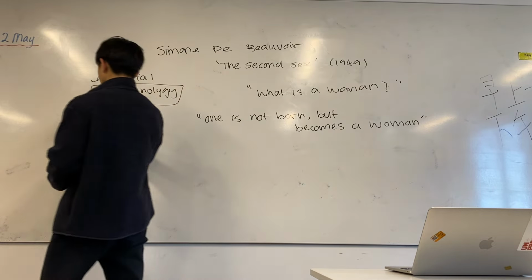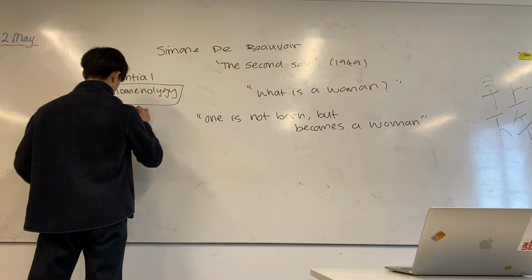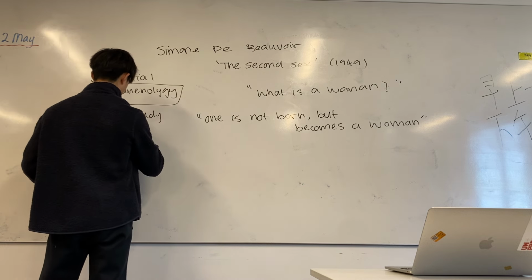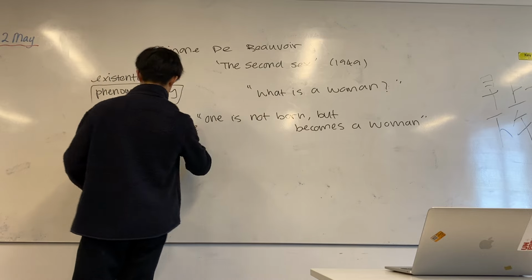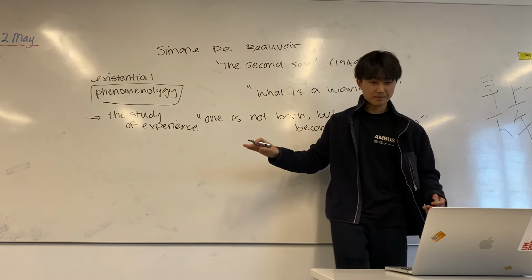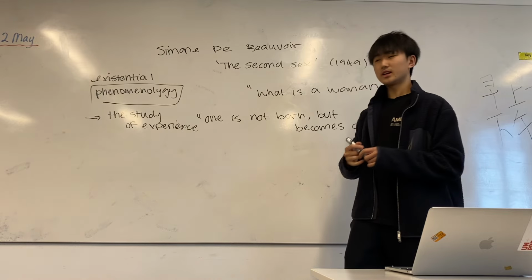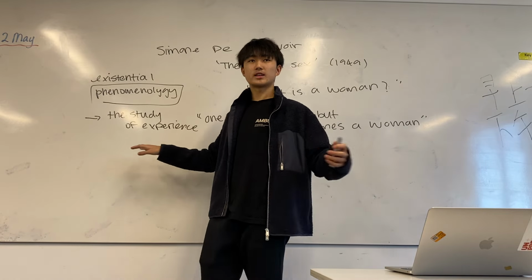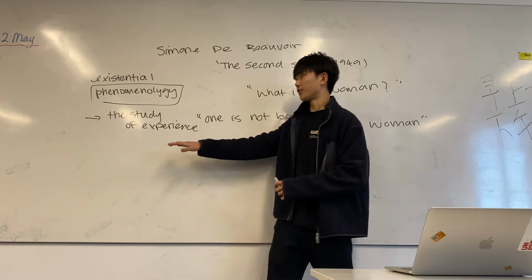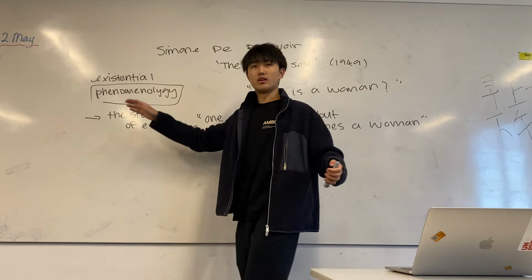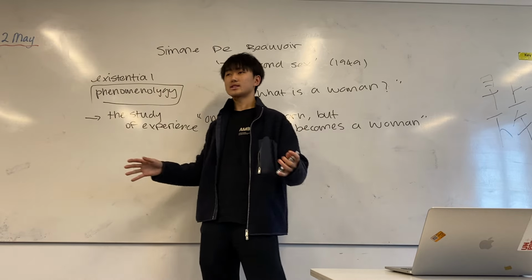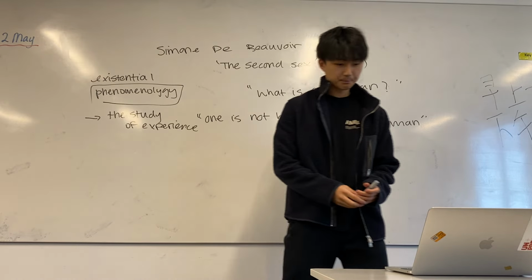Well, phenomenology is the study of experience, right? So essentially, it studies how our consciousness navigates the world around us. That's what phenomenology is, the study of that. And existentialism, as you may know, is about the meaning of certain things, right? Why exactly are we here?